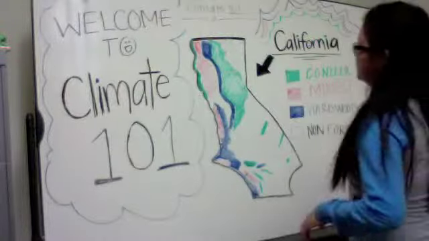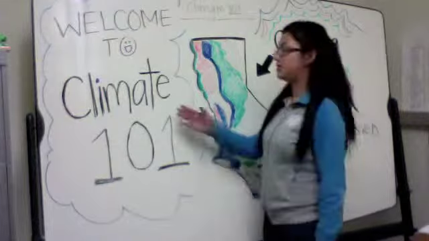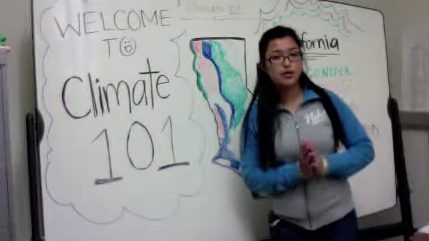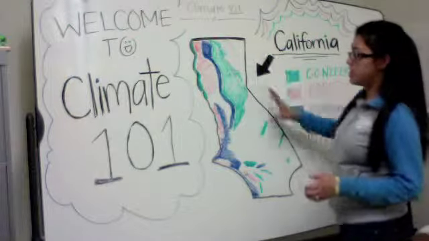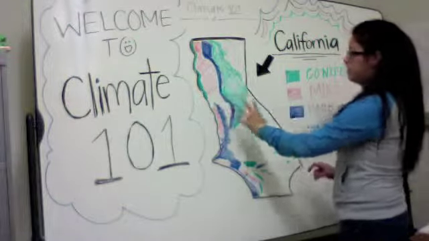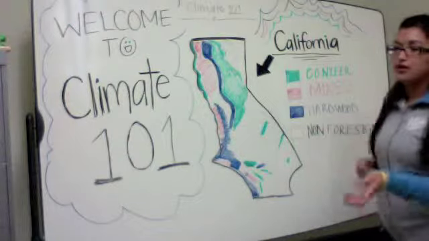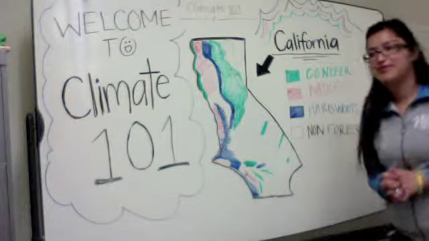Alright guys, welcome to Climate 101 as you can see. And today we're going to be discussing the different biomes that California consists of. As you can see, we drew it out on the map and we color coordinated all of the biomes. And Gloria's going to explain to us.